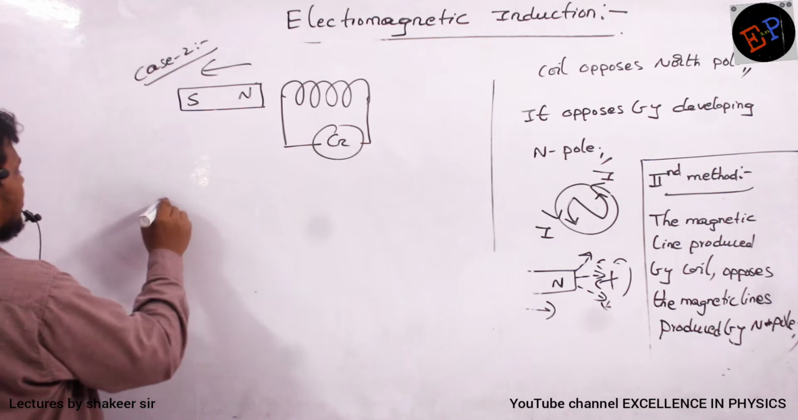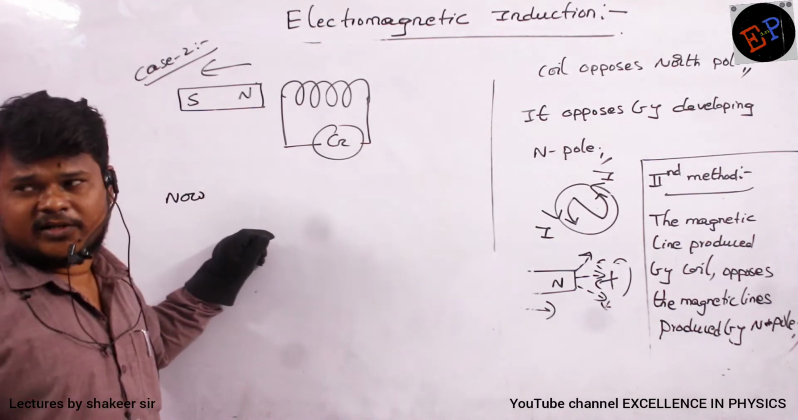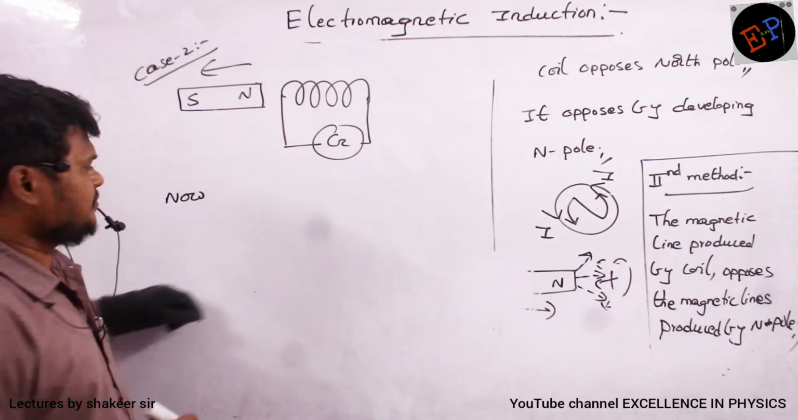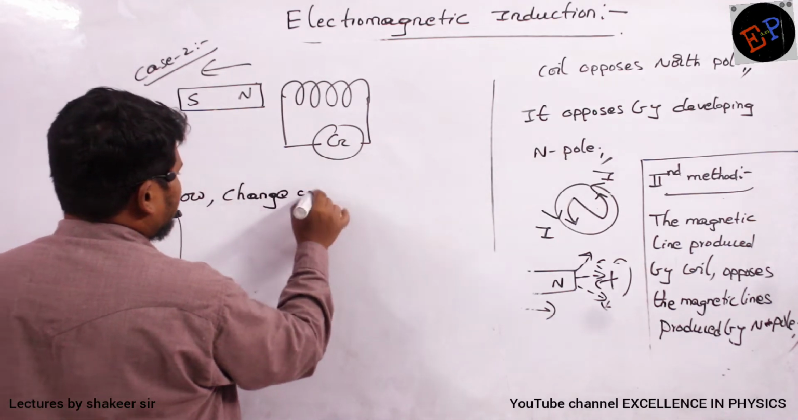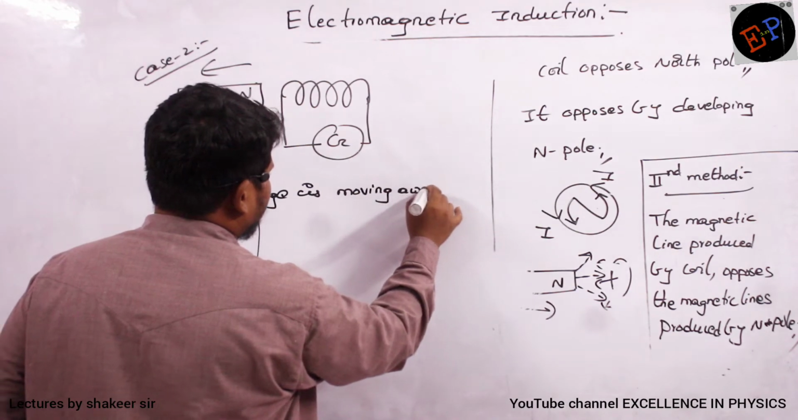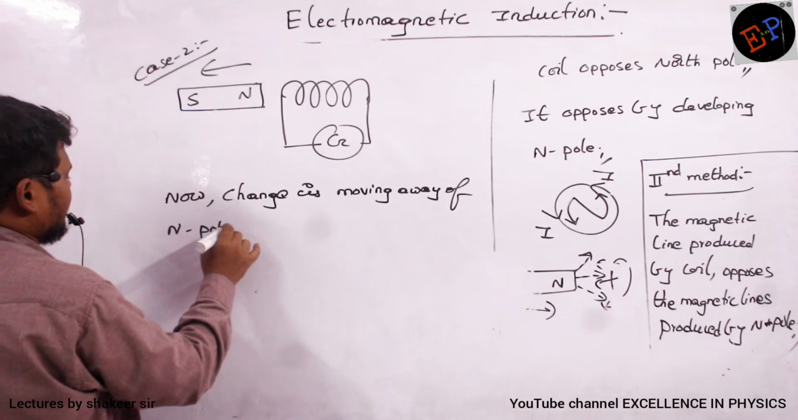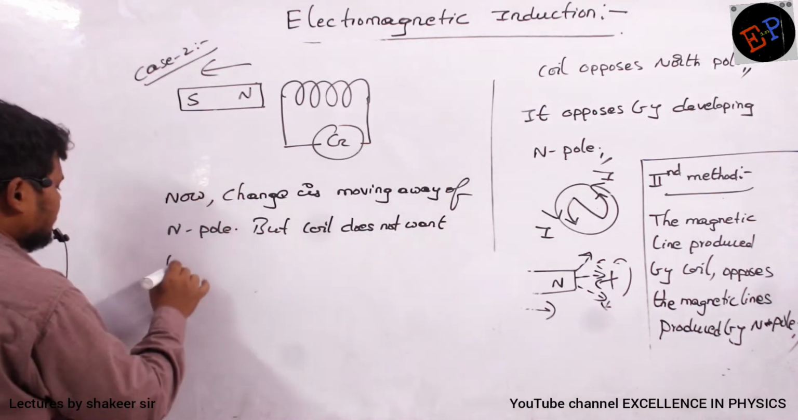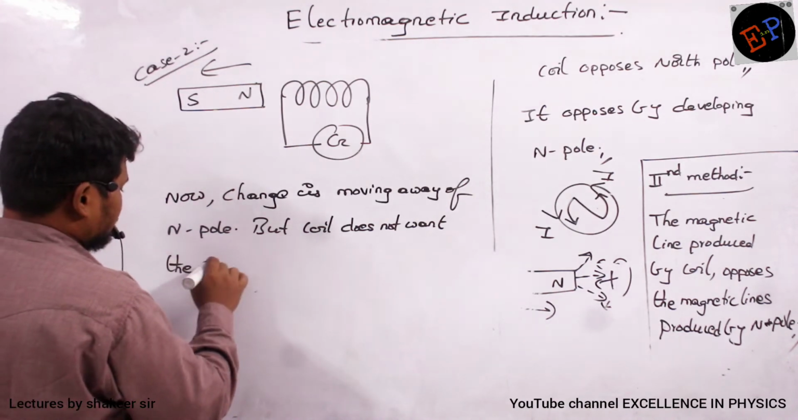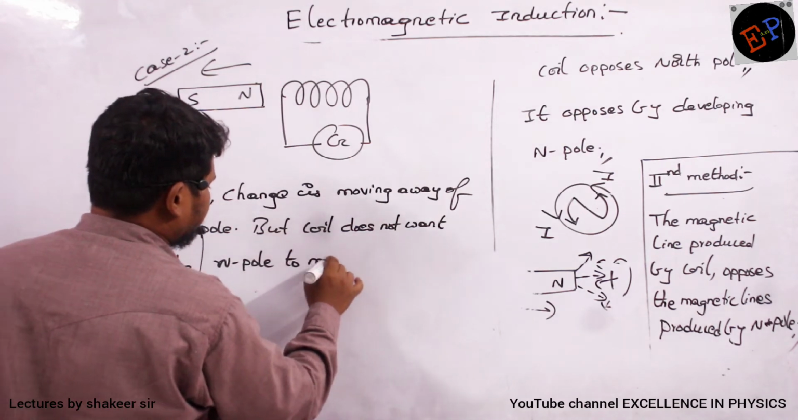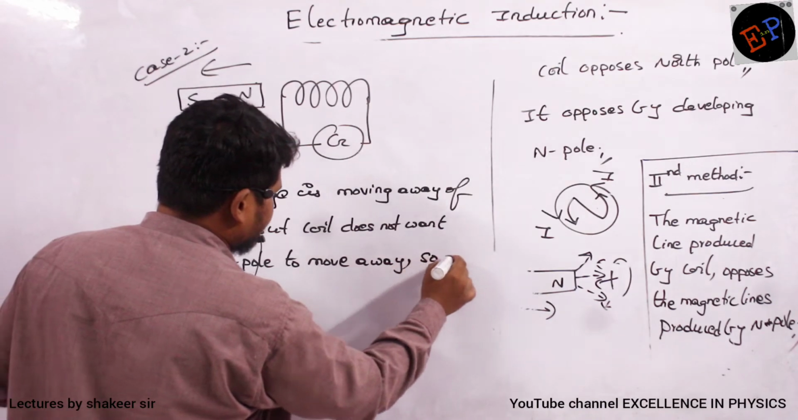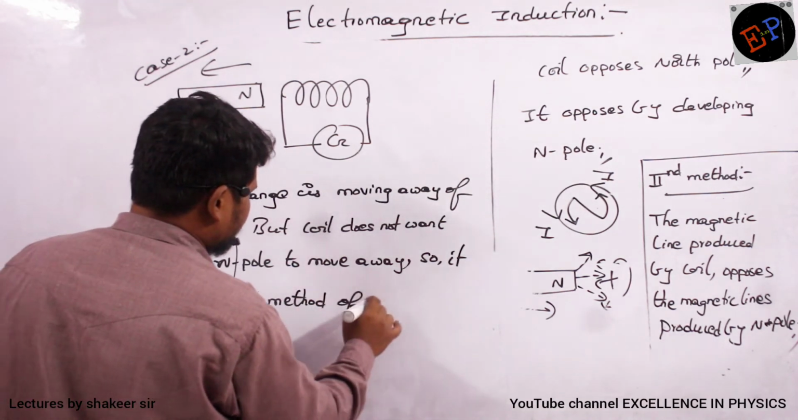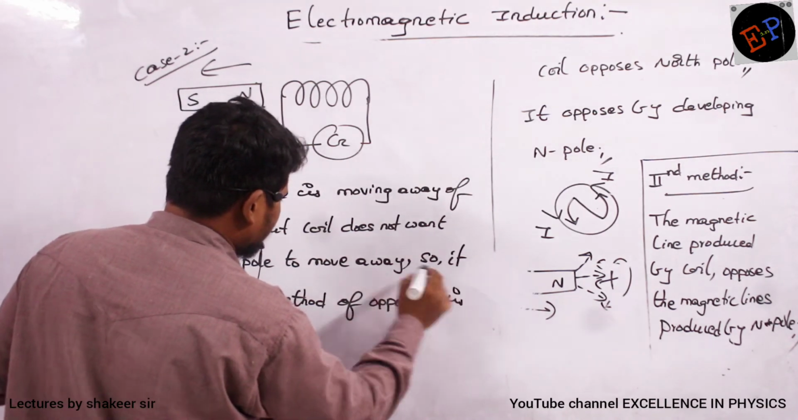So now what is the change happening? You must see the change in electromagnetic induction. What is the change happening because of, and you have to induce current opposing that change. Clear, ma? Now the change is the north pole moving away. But the coil does not want the north pole to move away. So it opposes. And what is the method of opposition? The method of opposition is developing a south pole.